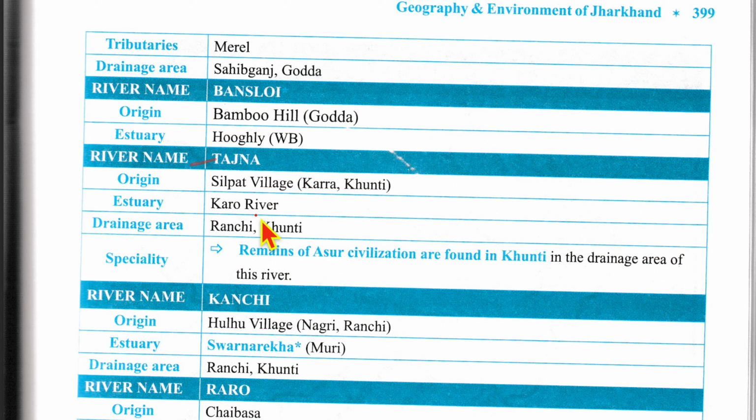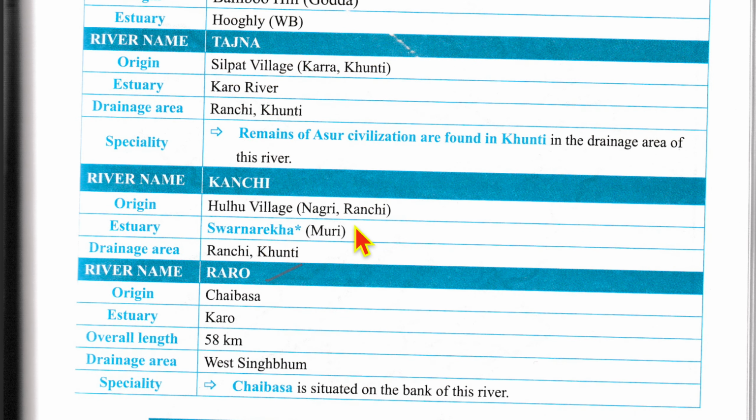Now river name Tanja, it originates in Silpat village in Karra and Khoti. It forms a tributary of Karo River. Its drainage area is Ranchi and Khoti. Speciality is remains of Asur civilizations are found in Khoti in the drainage area of this river.